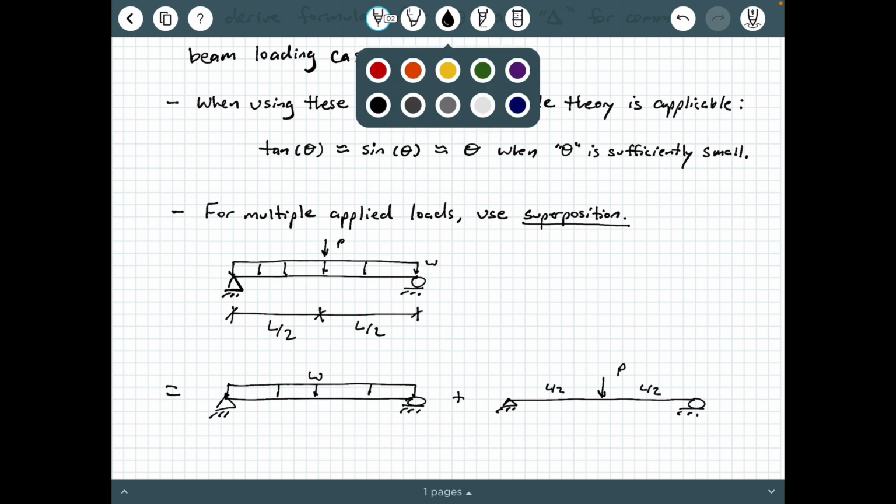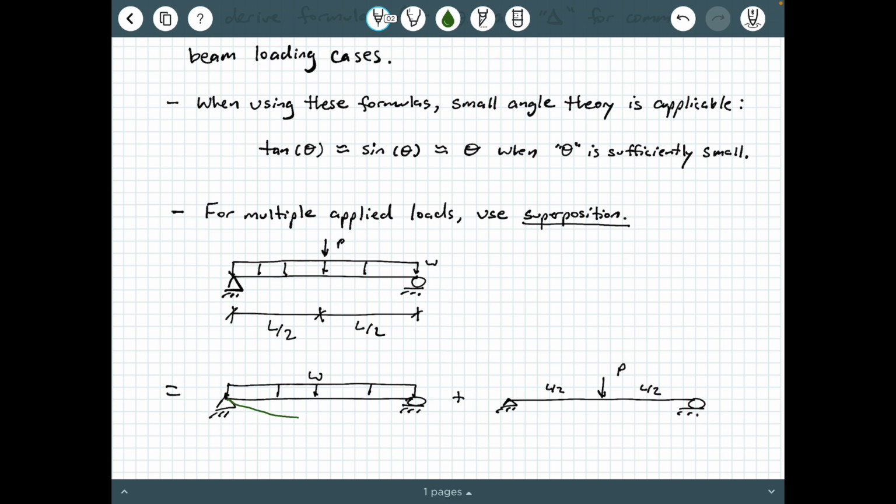So what we end up doing is we'll have a deflection for W. Let's call this delta 1. And then we're going to have another deflection due to the load P. Okay, we'll call this delta 2. And then, of course, in the original beam, we have this big deflection. I'm going to call it delta total. And so superposition says that delta total is just equal to delta 1 plus delta 2.